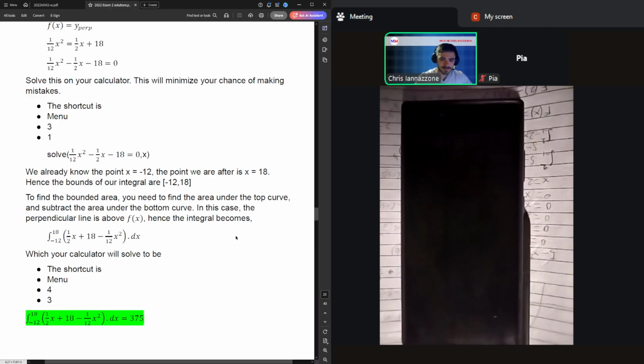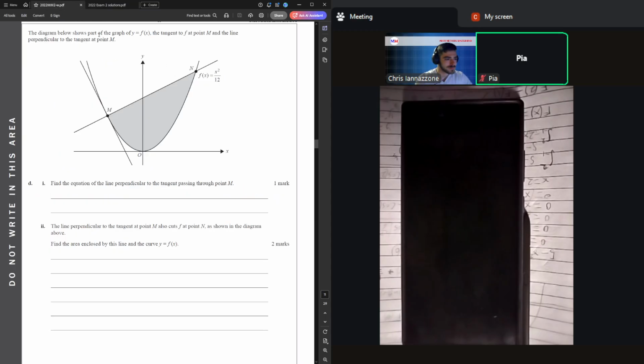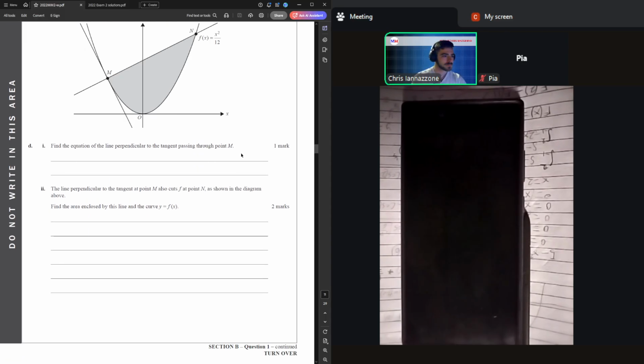Cool? Yeah. Yes, that's always the process you follow for any area bound between two curves. You're pretty much guaranteed to have this on the test. So this is one you'll definitely want to work on a lot.